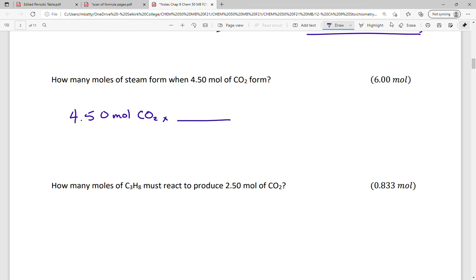I don't want to talk about moles of CO2. That's what I want to cancel out. I want to talk about moles of H2O. And I find those numbers from that balanced chemical equation. So there's a 4 in front of the water, and there's a 3 in front of the carbon dioxide. I would now use my calculator, punch in 4.50 times 4 divided by 3, and round to 3 sig figs for 6.00 moles of H2O.